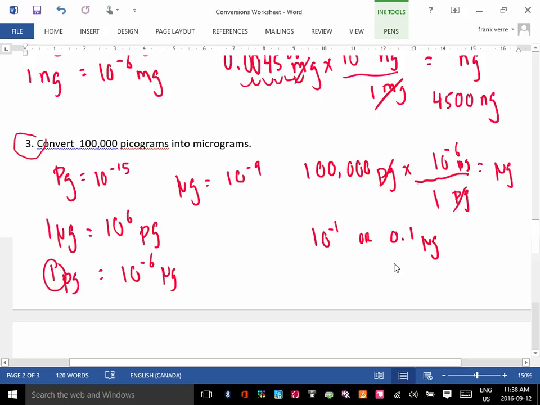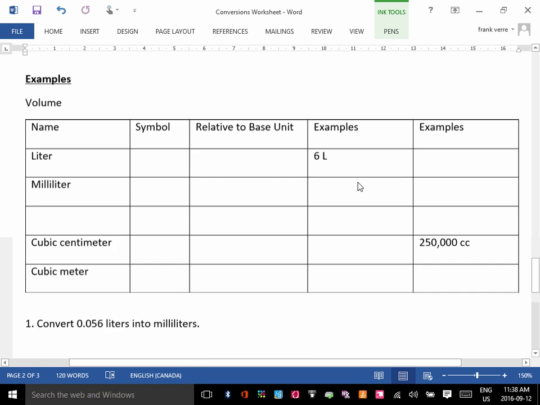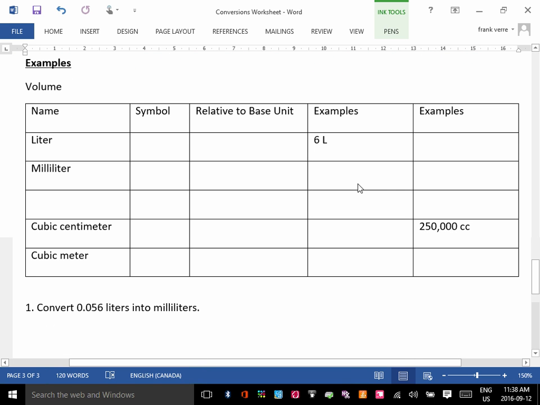Now, we were left with volume, okay? So let's look at volume now. For volume, you might come across tablespoons, teaspoons, ounces, but for the most part, I would suspect it's going to be these 4: liters, milliliters, cubic centimeters, and cubic meters. So what do you think the symbol would be for liter?